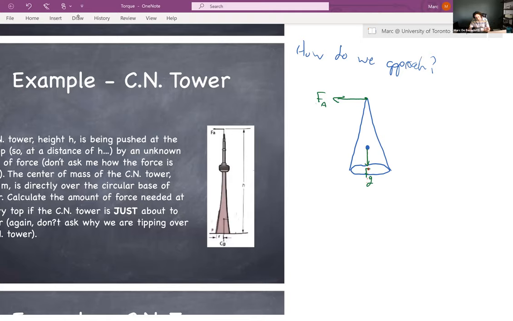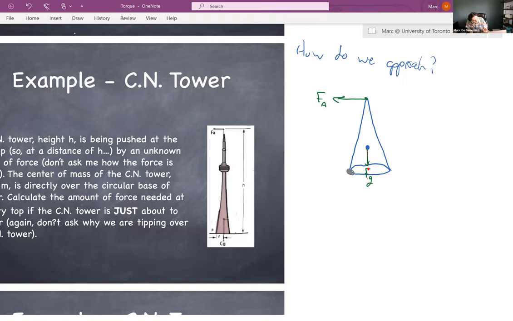So let's establish, if this object were to pivot, where would it pivot from? It would pivot from that point right there. I'm sure we can all realize that if you were to take a cone object and push it from the top, it would pivot from the base on the bottom left.